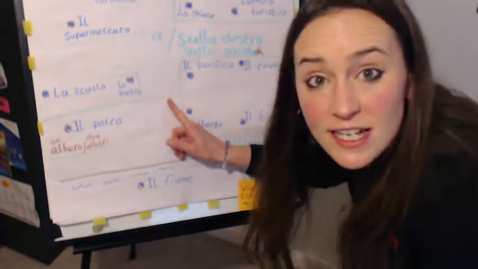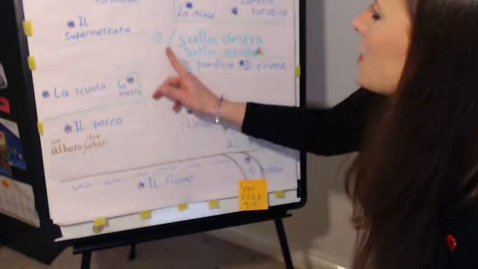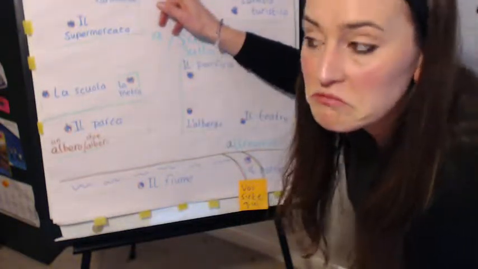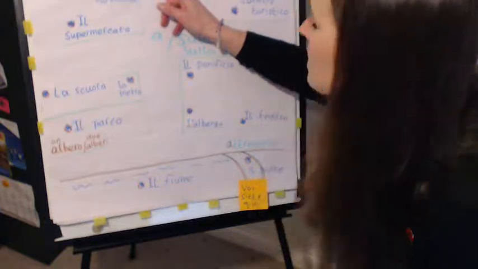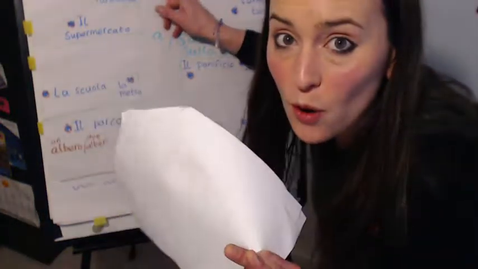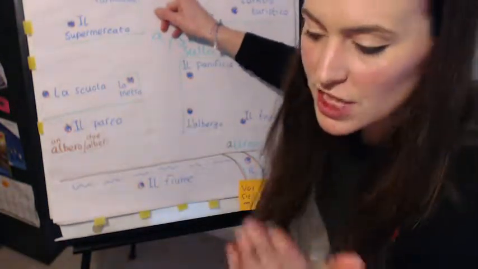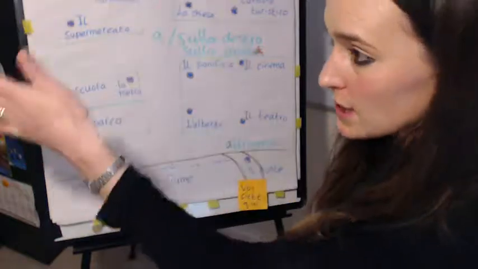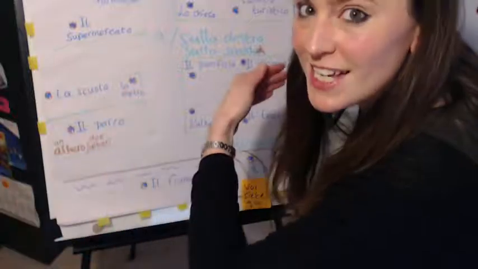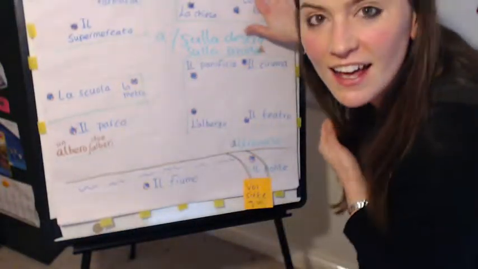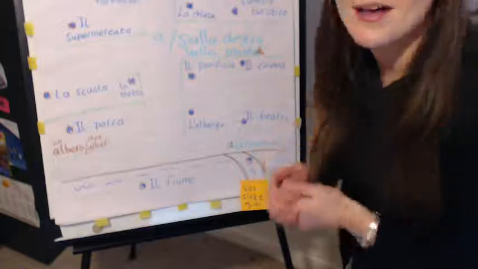Continui diritto fino alla stazione di polizia. Okay, continue straight until the police station. Dopo, or poi, then, giri a destra, turn right. Continui diritto. E il bancomat è sulla destra, and the ATM is on the right. Perfetto. Okay, we're there. Lovely.